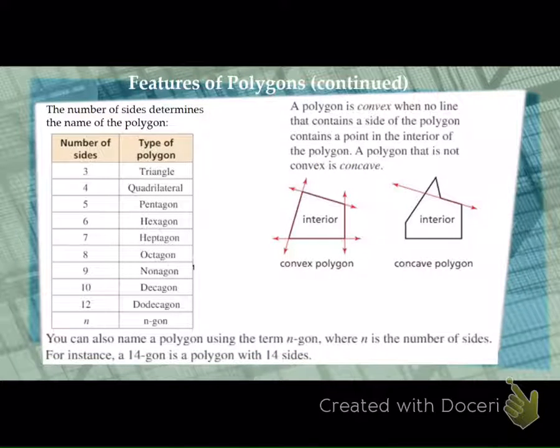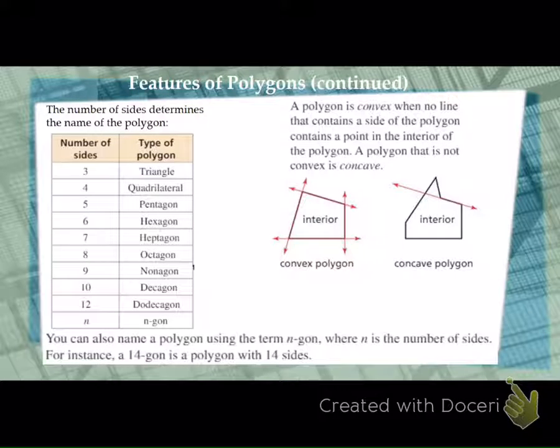Okay, features of polygons continued. The number of sides determines the name of a polygon. You should know this stuff. You probably learned it in elementary school but have forgotten it at this point. But it is not new to you. So 3 sides, triangle. Tri means 3. 4 sides, quadrilateral. Quad means 4.